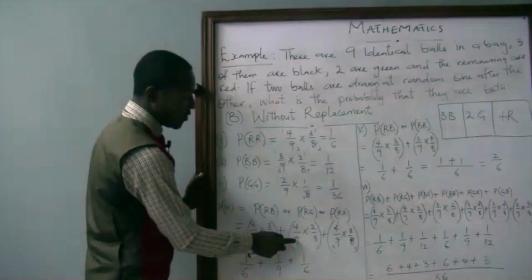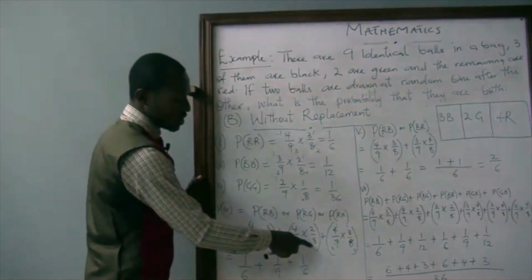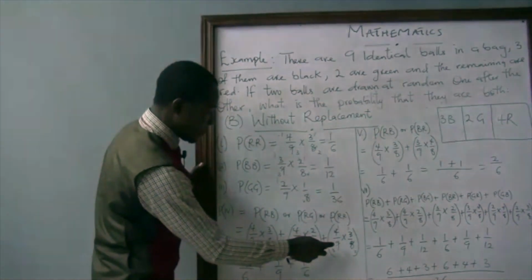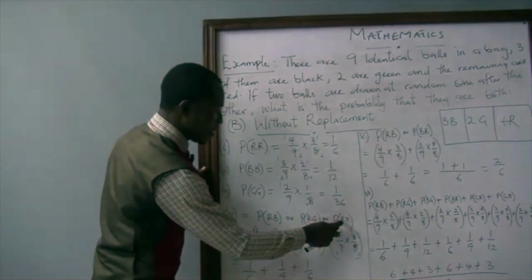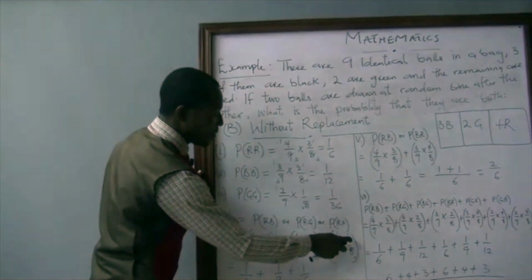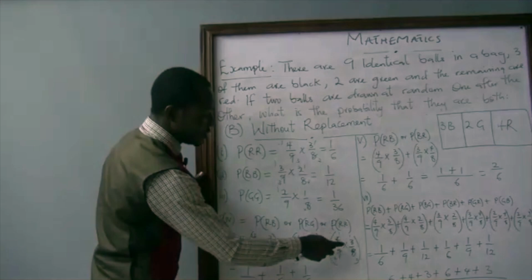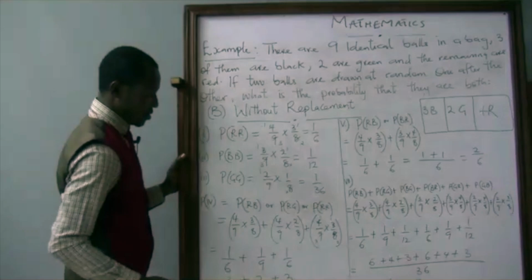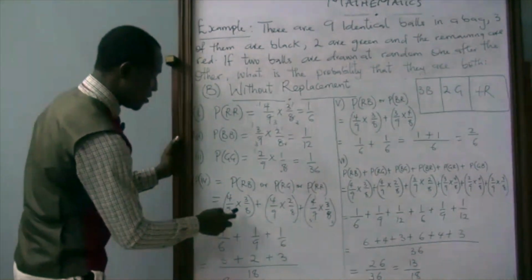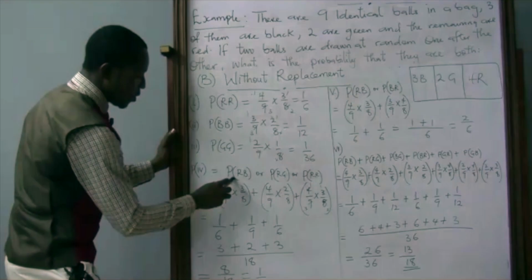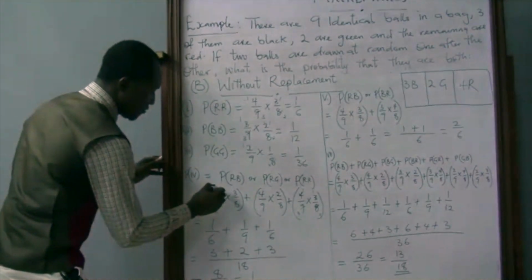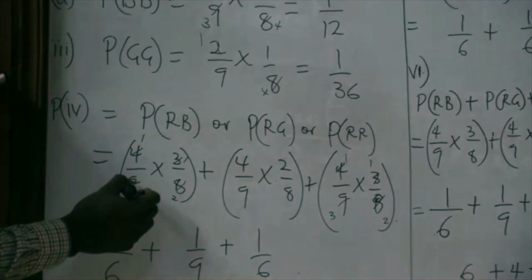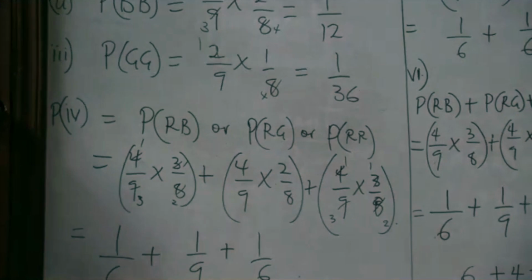Plus, this is 4 over 9, green ball 2 over 8. The total would have reduced, but the green ball is still 2. 4 over 9, that is, R is 4 over 9, then multiplied by 3 over 8, because the red has reduced to 3, and the total also has reduced to 8, just like we have here. Then to simplify that, 4 here 1, 4 here 2, 3 here 1, 3 here 3. So 1 times 1 is 1, 3 times 2 is 6.